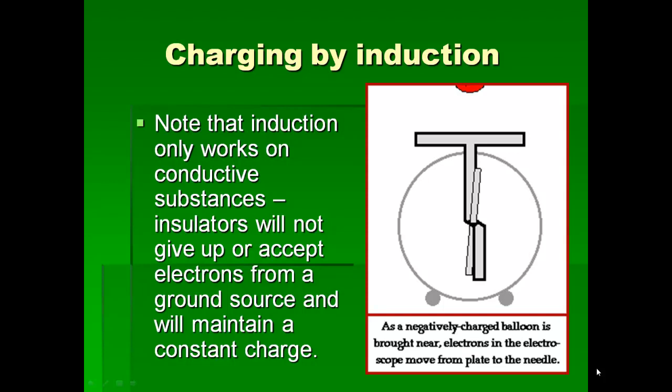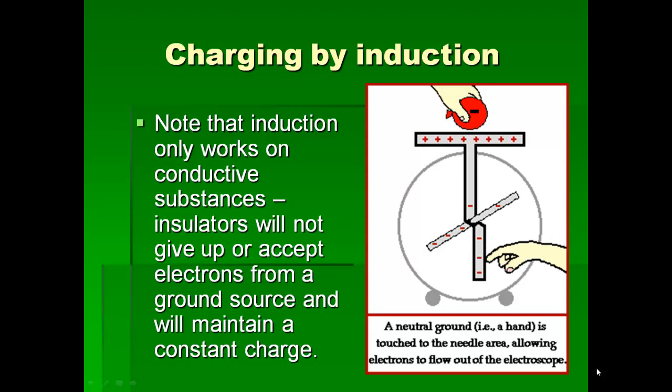Typically, this process only works well with conductive substances. Insulators don't work so well at just giving up their electrons because a negatively charged object happens to come near them.